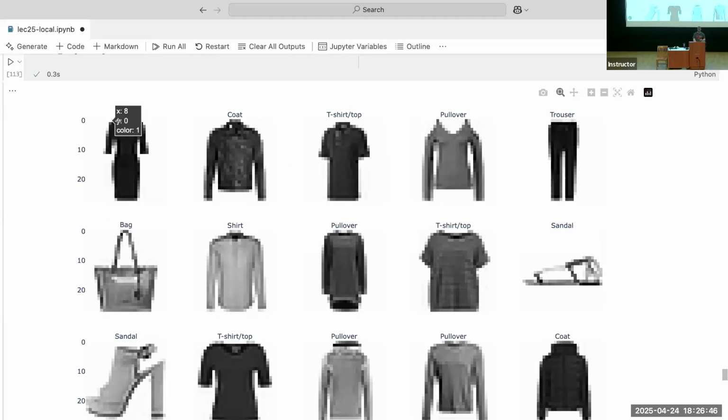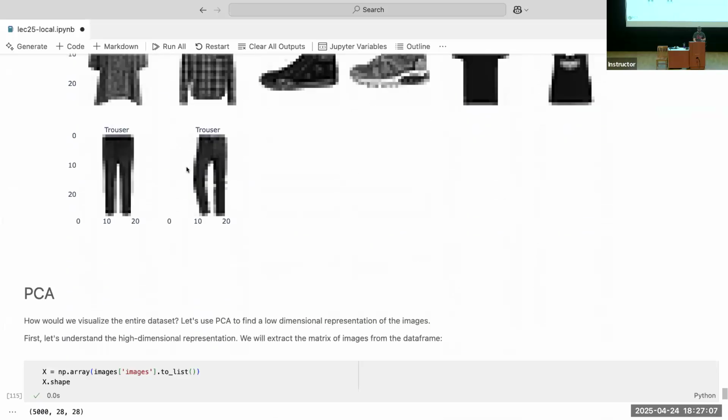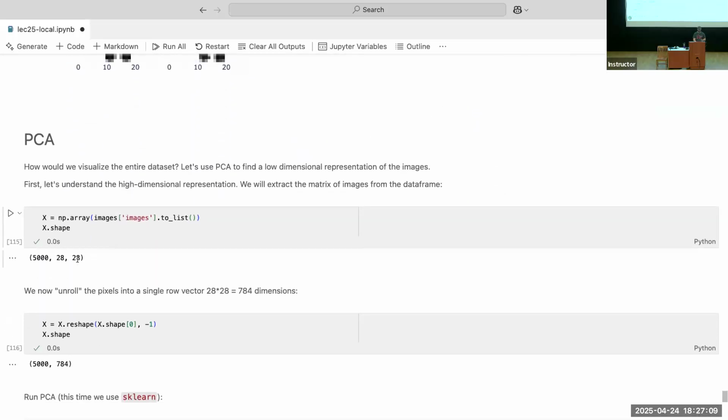Each point here represents a pixel, and the color is higher when it's a lighter point and lower when it's a darker point. So we now have a representation of pixels for each of these images. These images are 28 by 28.